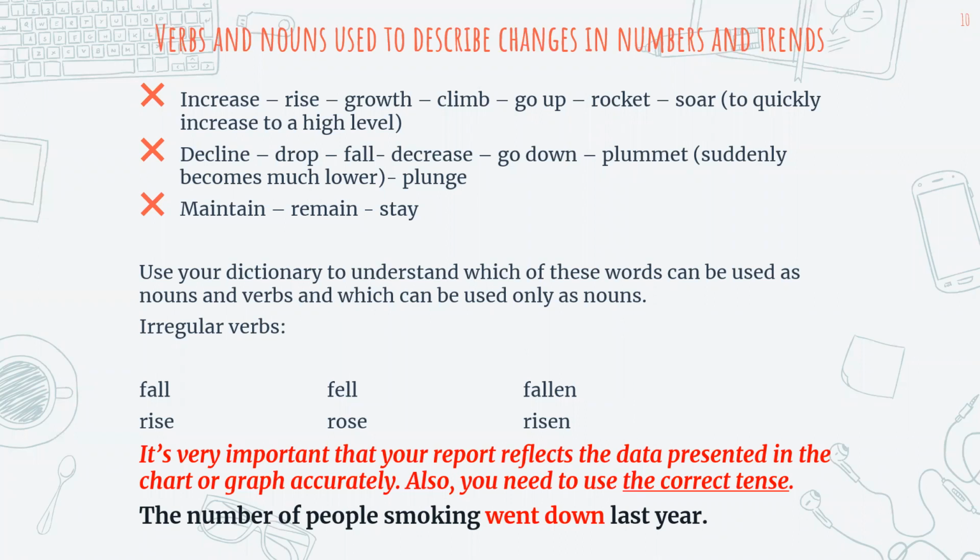If something is going up, it's increasing, right? Increase, rise, growth, climb, go up, rocket, soar. Soar means to quickly increase to a high level. So if you are describing something that's increasing, you can use these words. If you are describing the opposite, something going down, you can say decline, drop, fall, decrease, go down, and of course plummet, which means suddenly becomes much lower, or plunge.